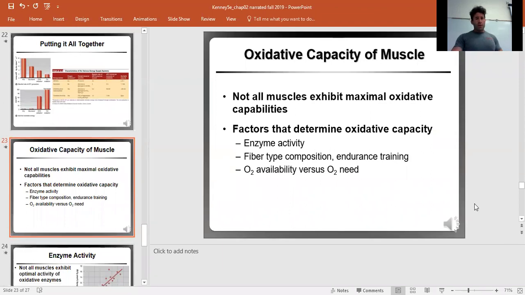Now, the other thing to keep in mind is obviously not all muscles are going to be able to do aerobic performance as well. Big factor is enzyme activity. So do we have enough of the enzymes in these cells and where they have this effect?